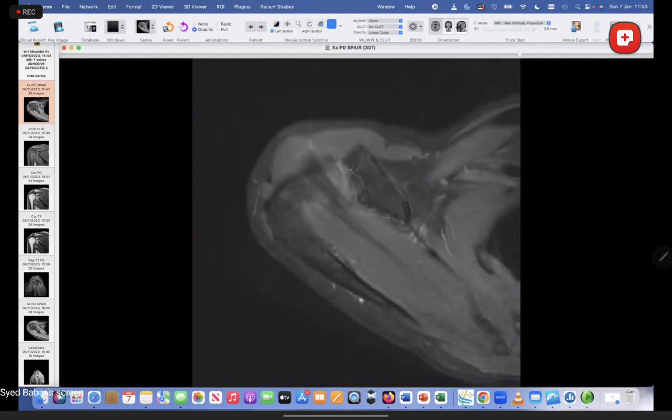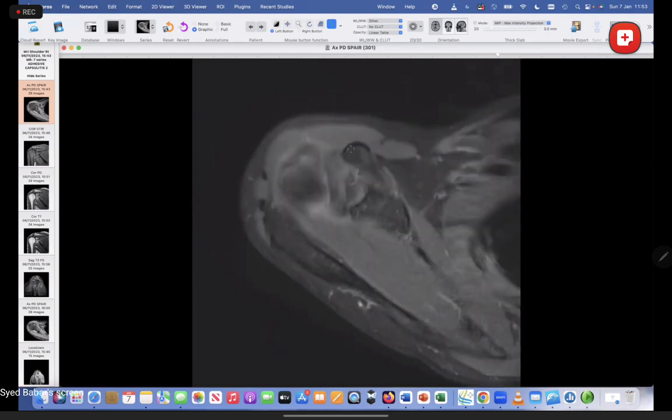The way to diagnose that is that it runs almost in the same plane as the coracoid process. So if you see a black structure running in the same plane, parallel to the coracoid process, that is the superior glenohumeral ligament, which is this thing.